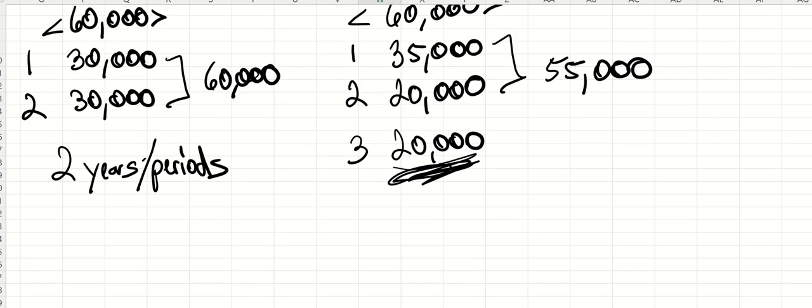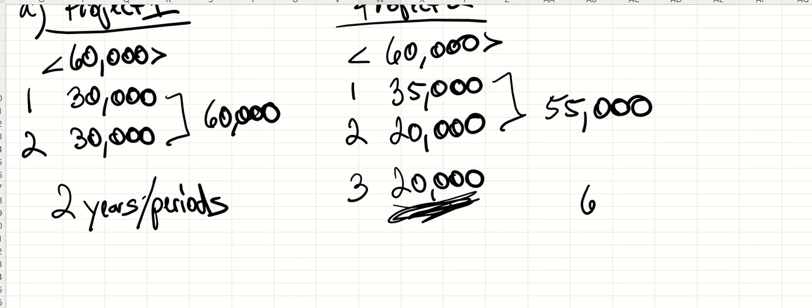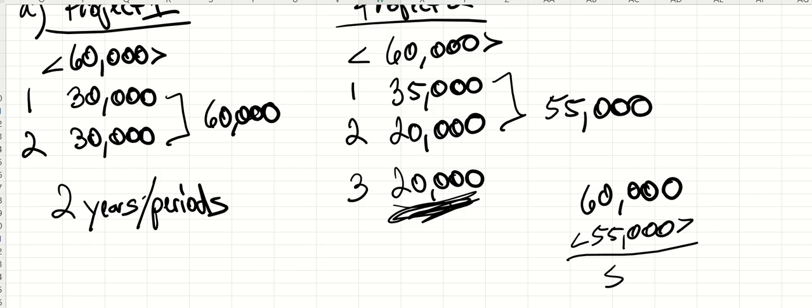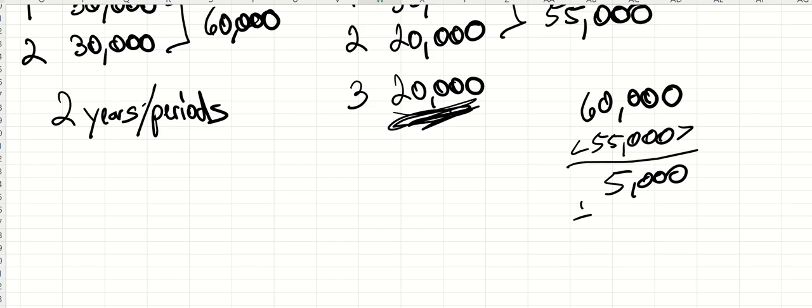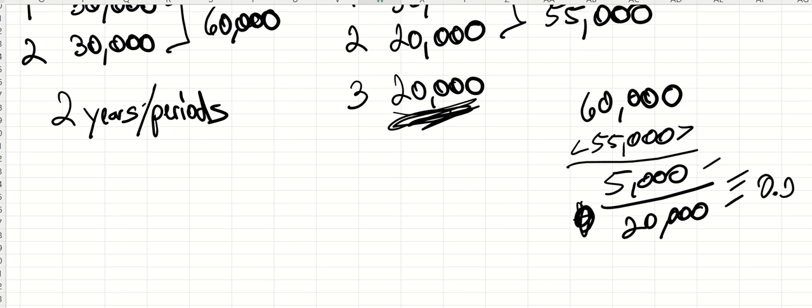So here's how to figure this part out. We're going to take what is remaining. So we got $60,000 as our investment. We're going to subtract out the $55,000 from 2 years. Okay, that gives us $5,000 remaining. And so we're going to take this 5,000 and divide it by 20,000. This 5,000 is what is remaining to be recouped, and 20,000 is what is to be generated all in year 3. So that's going to come out to be 0.25.